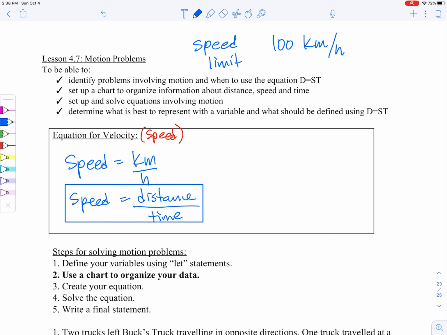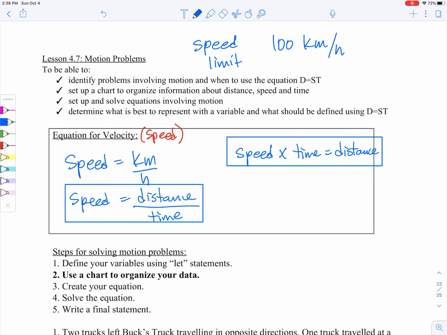So another way of writing it is, we can multiply both sides by the time, and we can write that speed times time equals distance. And this is going to be the form I use more often when I'm solving things. Speed times time equals distance.